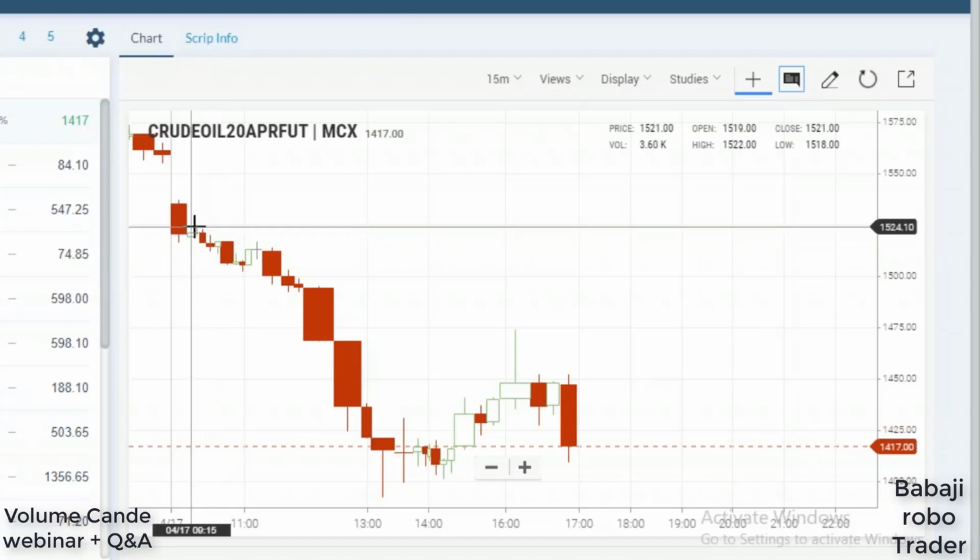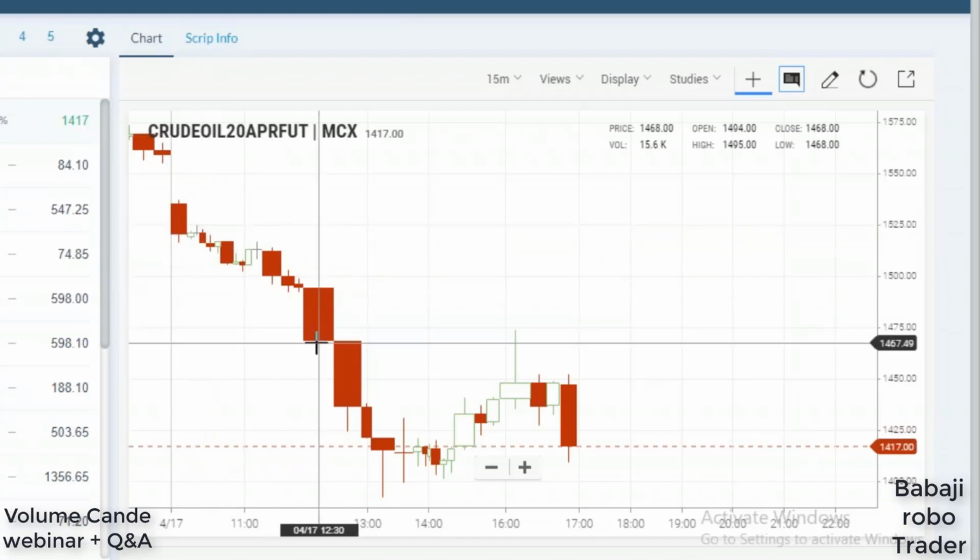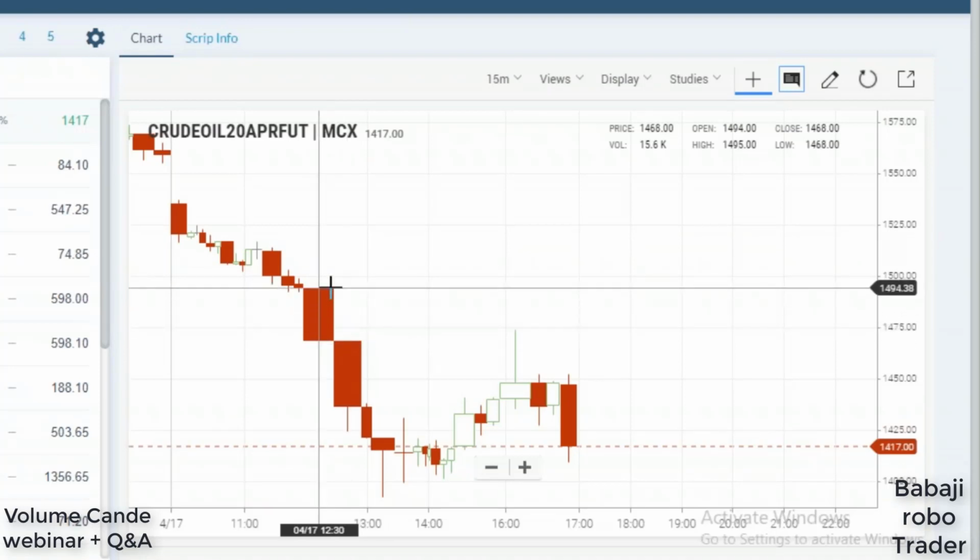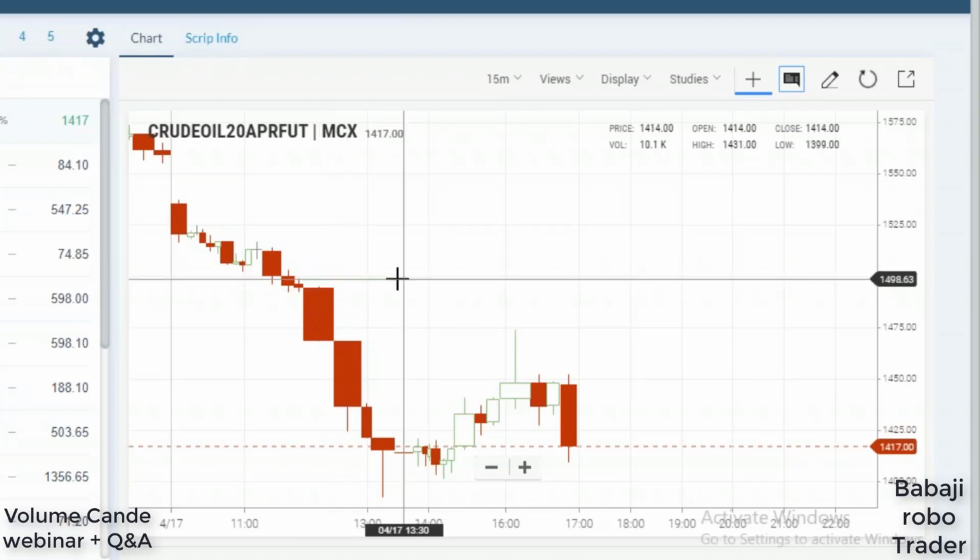If the candle has a huge volume, it will be shown as a bigger candle with the volume. Okay, please take Q and A later. I think I can show it here.